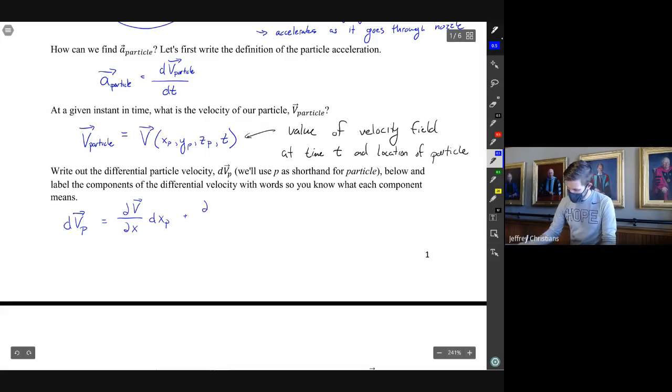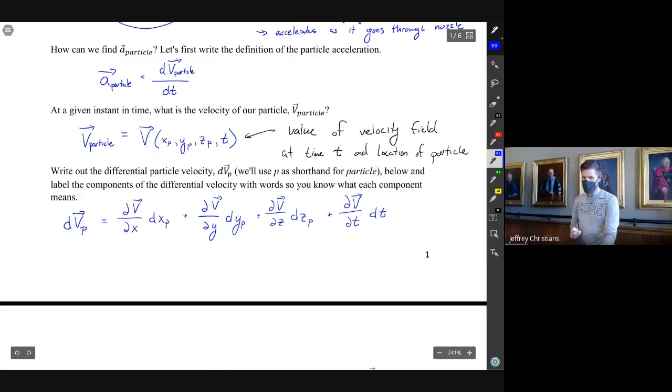Plus dv dy d y particle plus dv dz d z particle plus dv dt times dt.